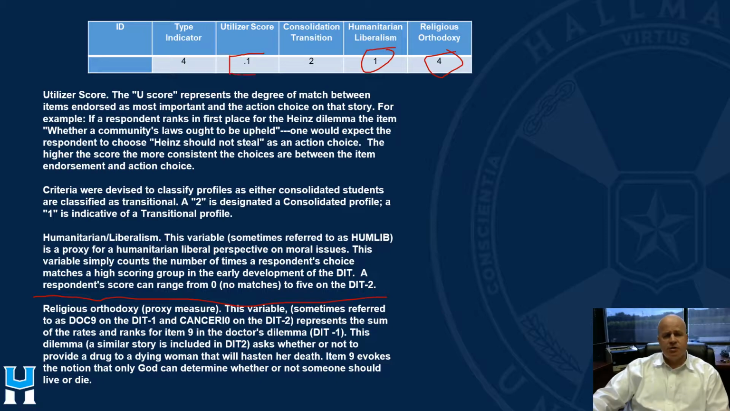The other one is the utilizer score. What this indicates is consistency. For example, if you say the law should be upheld and Heinz should not steal the drug, then that would be a high utilizer. However, if you said the law should be upheld and Heinz should steal the drug, that would indicate a lower utilizer score because the statements are very inconsistent.